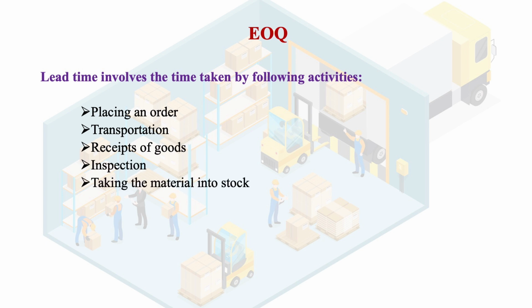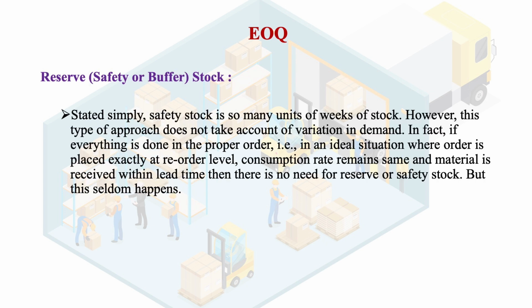The next terminology is reserve, safety or buffer stock. What do we mean by that? Stated simply, the safety stock is so many units or weeks of stock. However, this type of approach does not take into account the amount of variation in demand. In fact, that is an ideal situation when everything is done in proper order: the order is placed exactly at the reorder level, the consumption rate remains the same, and material is received within the lead time. Then there is no need for reserve or safety stock. But this seldom happens.